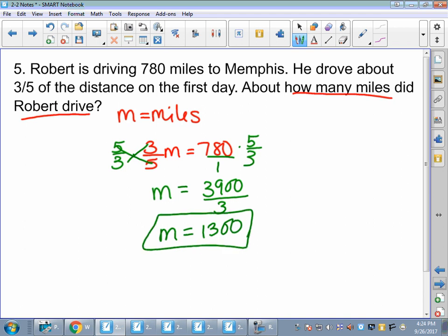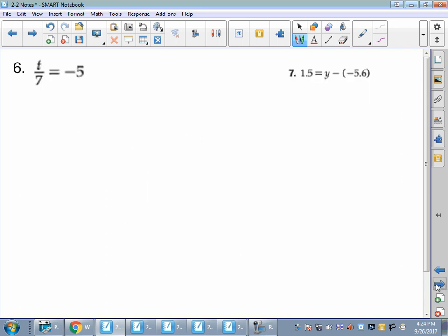The miles he has driven so far is 780. That's 3/5 of the total distance. How many miles did he drive? 1,300 is where he's going. Couple more, just be careful.